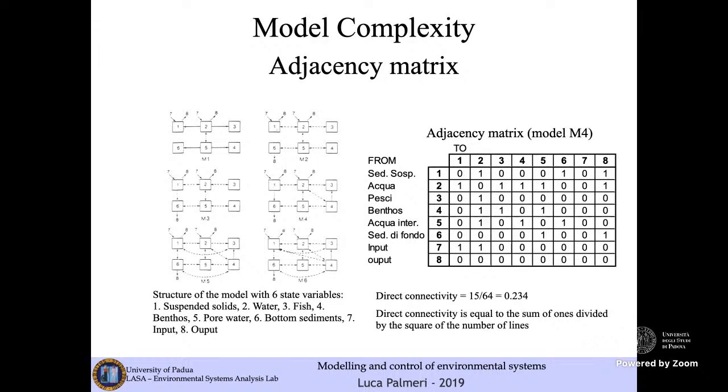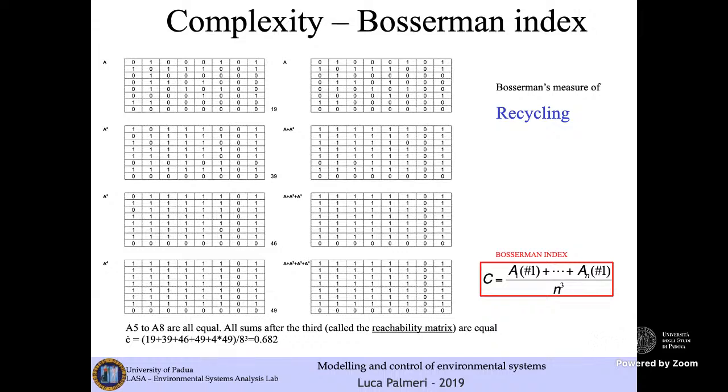These ways of evaluating or treating the conceptual model in terms of arrows and boxes bring us to the definition of a more sophisticated index, the so-called Bosserman index, that is an indicator of recycling. How do we calculate this index? We simply take the powers of the adjacency matrix.